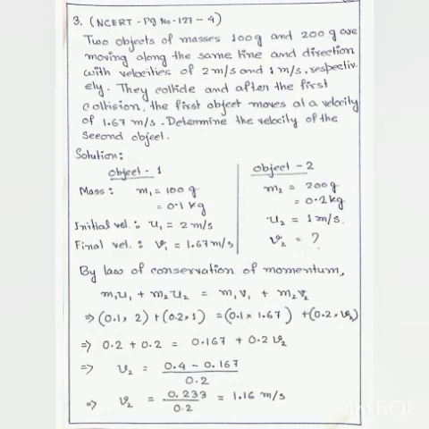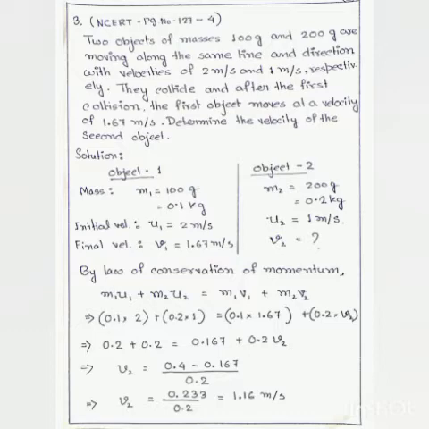Next problem is also from NCERT book, page number 127, question number 4. Two objects of masses 100 gram and 200 gram are moving along the same line and direction with velocities of 2 meter per second and 1 meter per second respectively, and they collide, and after the collision the first object moves at a velocity of 1.67 meter per second. Determine the velocity of the second object.